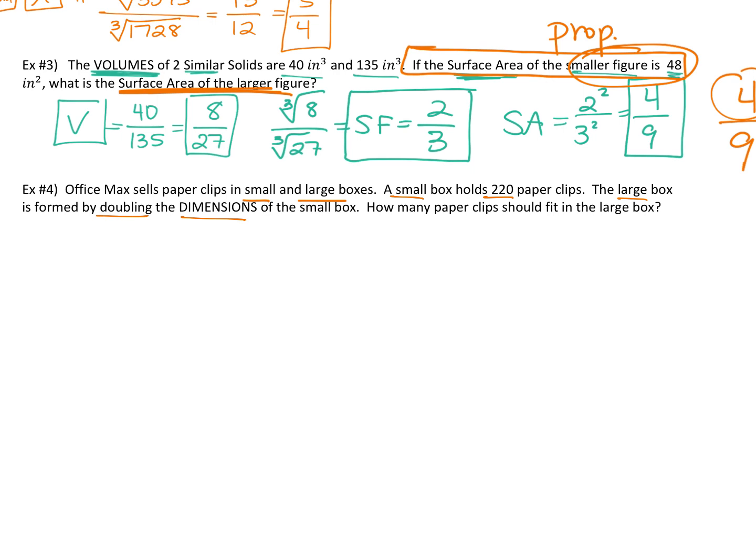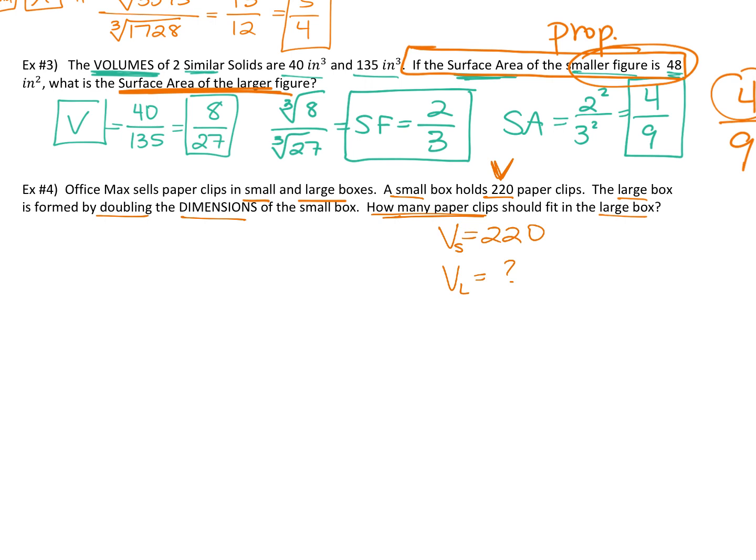Tell me what you hear, what you see, what you know that would help us in this problem. 220 paper clips. 220 paper clips represents what right now? The small one. What about the small box? The surface area. The volume. Who said that? Volume, right? 220 is a volume because it's how many fit inside the box. The space inside the box is our volume. So we know one of our volumes is 220. We want to know how many paper clips in the large box. So we're looking for the volume of the large, right? That's what we want to find.